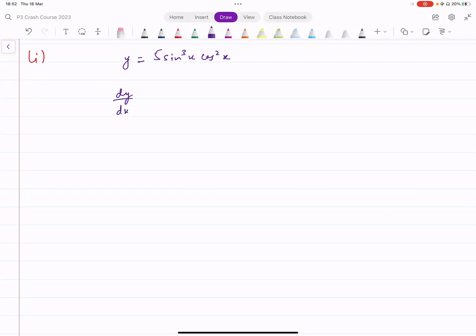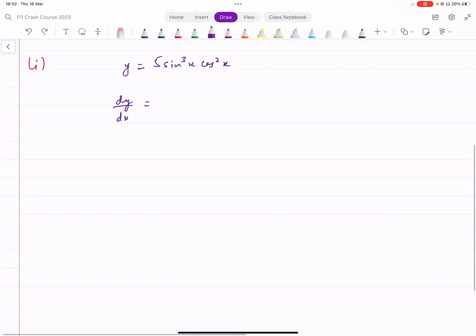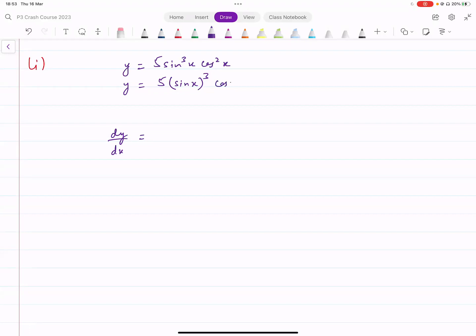dy over dx. Now it's a product, right? Sine cube x into cos square x. Now let's actually write it in a proper form first of all. So sine cube x, what exactly does that mean? Sine cube x means it's actually sine of x whole cube. All right. Sine cube x is just a short way of writing sine of x whole cube. And then you have cos of x whole squared. This is what the actual function is.